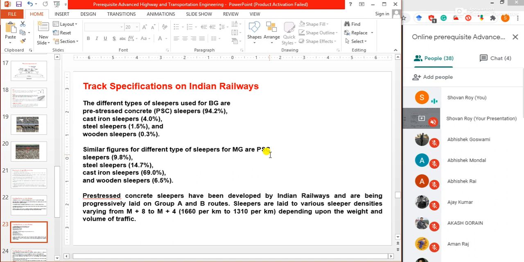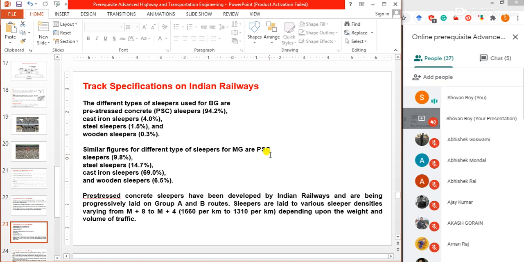Pre-stressed concrete sleepers have been developed by Indian Railways. As you know, now all the sleepers are made from pre-stressed concrete and are being progressively laid on Group A and B routes. We will come to what Group A and Group B routes are.